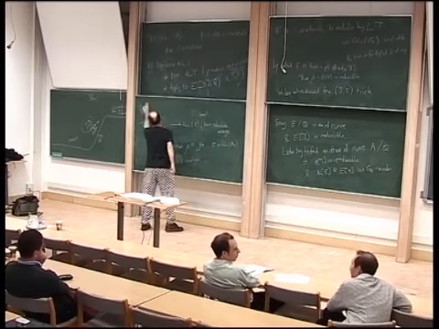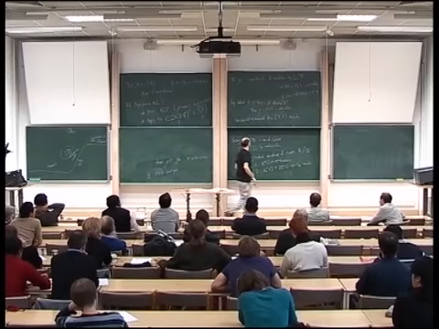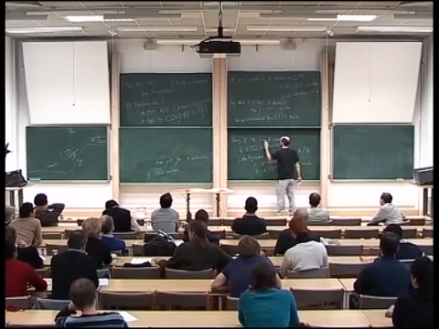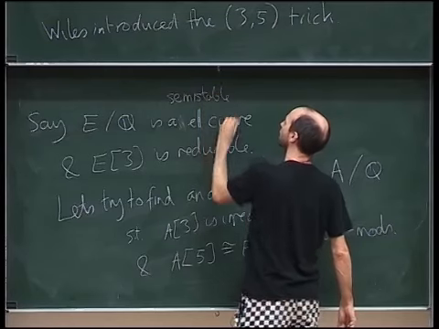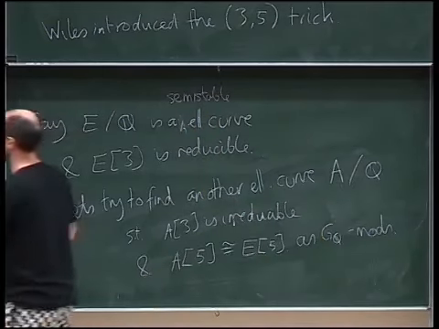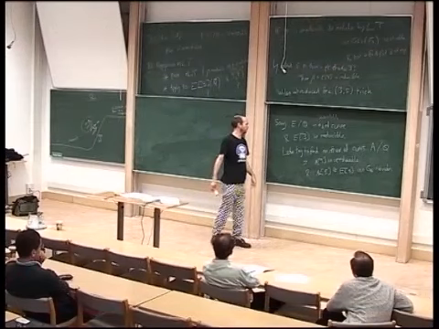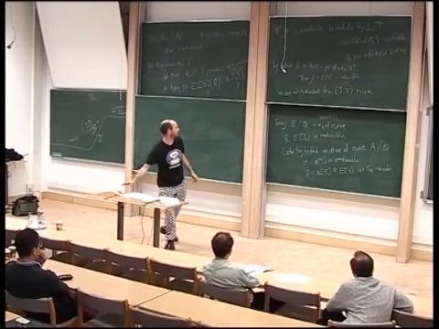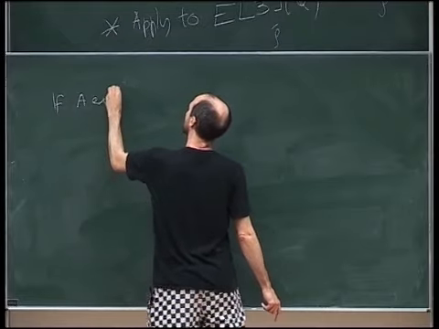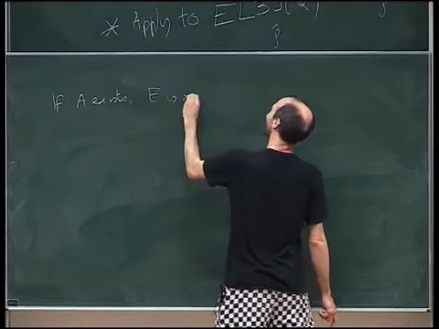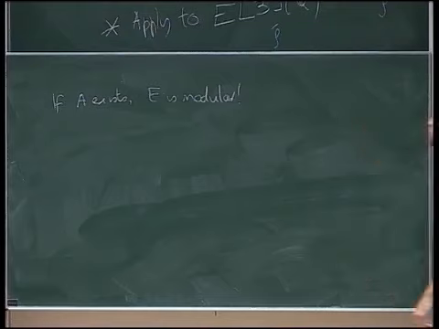Why is that? Let me say E is semi-stable, if you like. Let me say historically what happened: we were trying to prove all semi-stable elliptic curves are modular. So here's the funny thing. If A exists, E is modular. So let me carefully go through the argument.